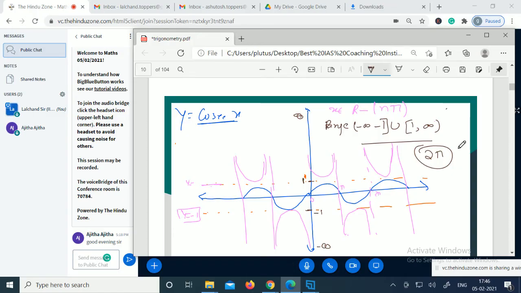Okay. And in a similar way, we can make the plot of sec theta by inverting the plot of cos. So you can make the plot of sec yourself. Just the same way, just invert the plot of cos theta. Okay. Now come to the original question.